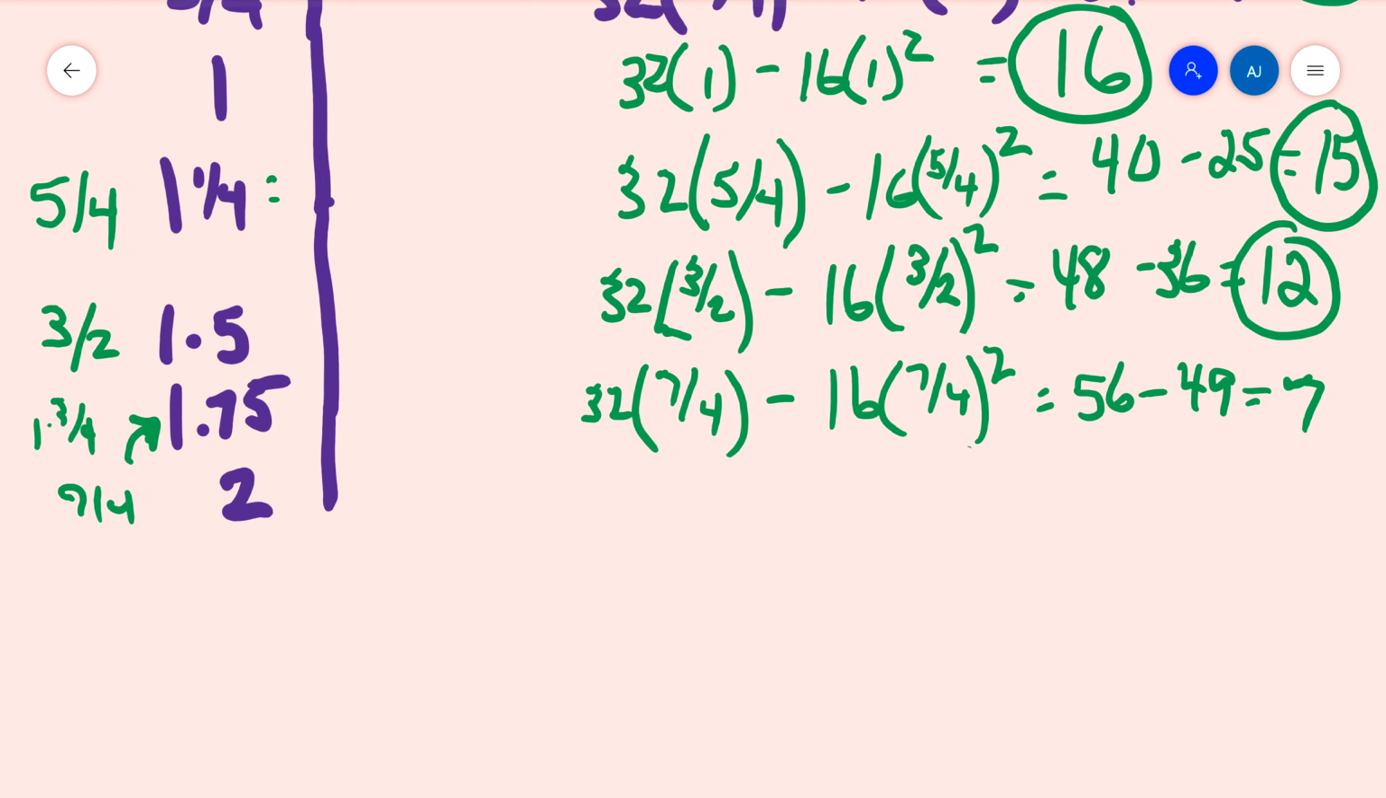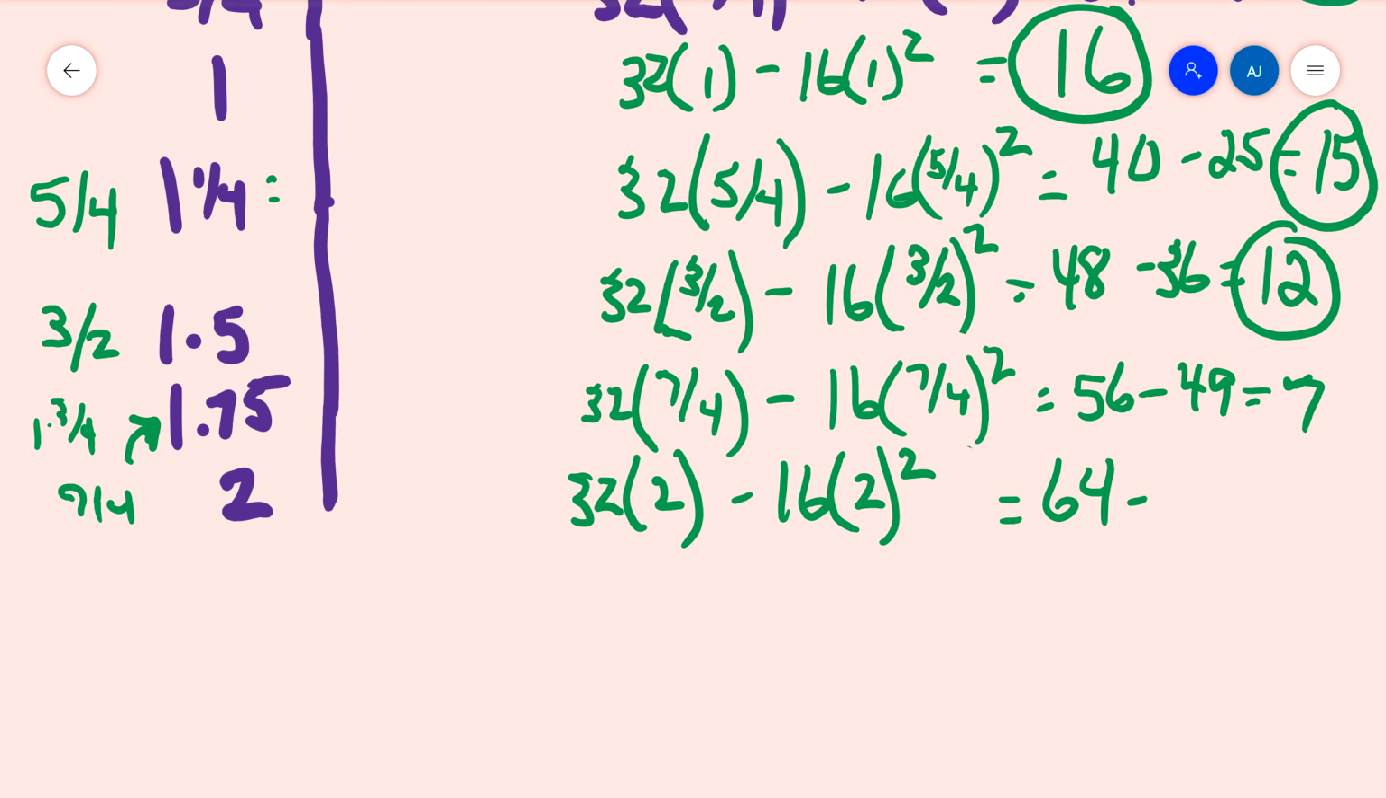Okay, and one more to go, which is the 2. So that'll be 32 times 2 minus 16 times 2 squared. 32 times 2 is 64. And then I'm going to subtract 2 squared, which is 4, and 4 times 16 is 64. 64 minus 64 is 0. So these are all our values now. I could plot these points if I wanted.